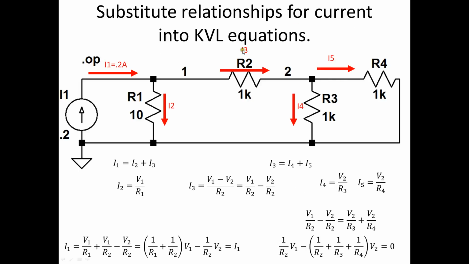Now we substitute those relationships for current into the KCL equations. I have the I1, I2, I3 KCL, and the I3, I4, and I5 KCL. And we plug it in, and we get here on the bottom I1 equals 1 over R1 plus 1 over R2 times V1 minus 1 over R2 V2. And over here we have 1 over R2 times V1 minus 1 over R2 plus 1 over R3 plus 1 over R4 times V2 equals 0. And I'm putting it in this format for matrix manipulation on the next slide.